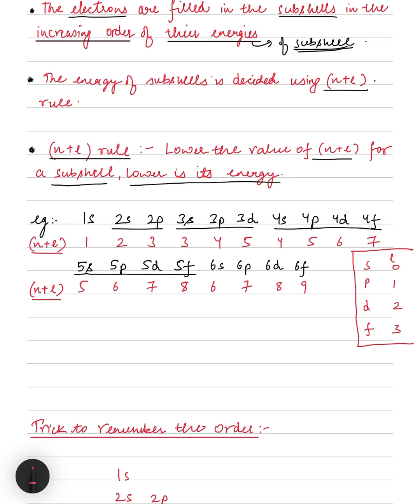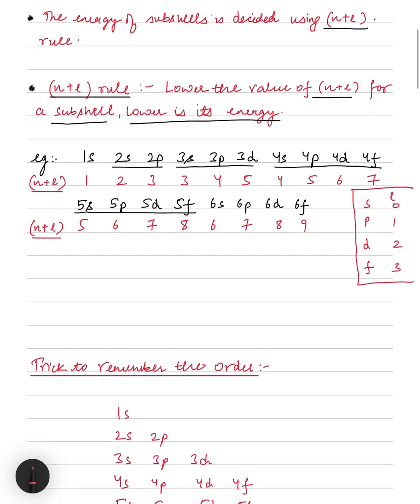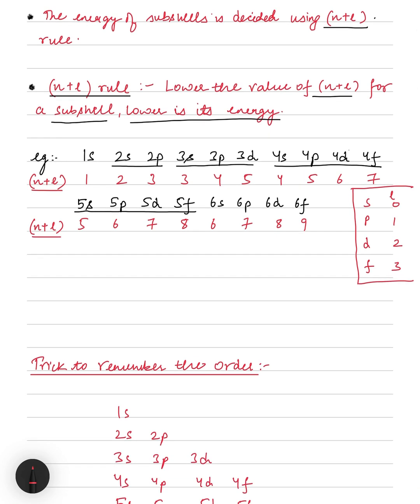Now let's try to arrange them in the increasing order. The lowest energy will be of 1s. So electrons will be filled first in the 1s subshell. After 1s comes the n plus L value 2, right? Only 2s has this value, so after 1s comes 2s. Next is the value 3. Now the value 3 belongs to two subshells, 2p and 3s, right?